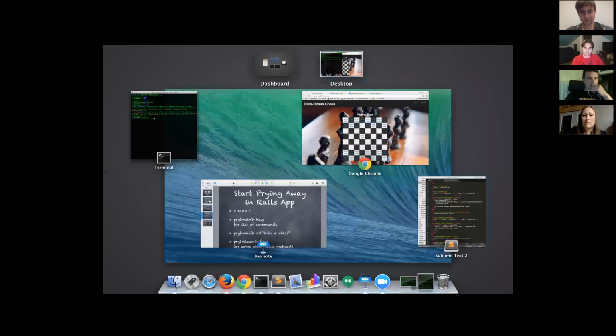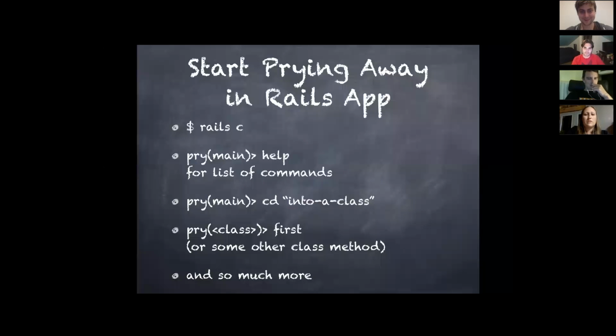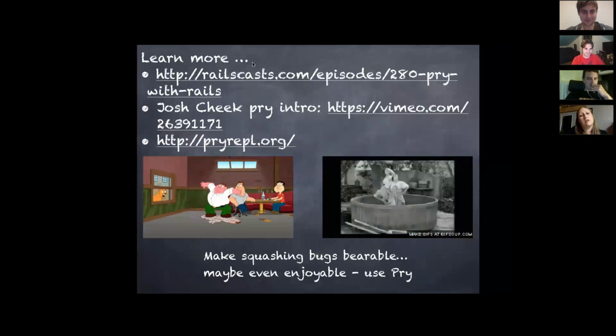Let me go back to the presentation here and show you some of the places where you can learn more. There's a Railscast for this that's really good, so that is the link. It's episode 280. Josh Cheek has a Vimeo video that's an introduction to Pry, and it's really good. And then there's obviously pryrepl.org, and that has links for all the wiki and the documentation. So I guess if there are any questions, I'll try to answer those now.